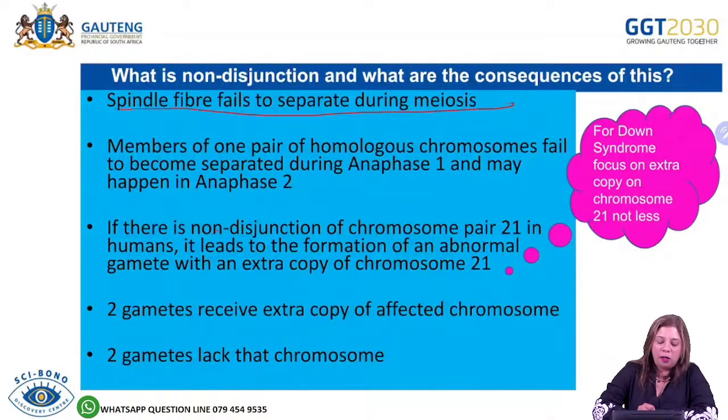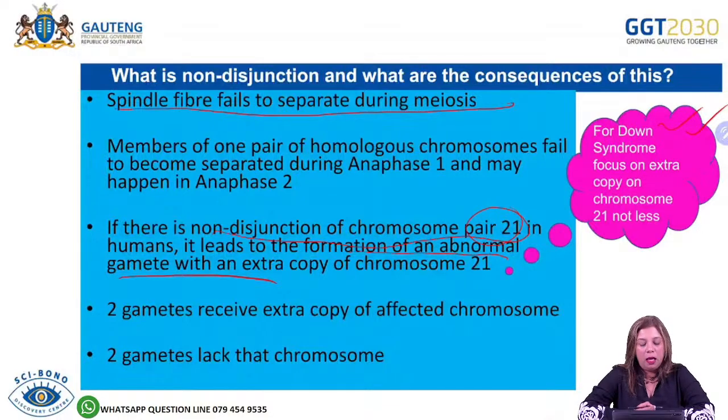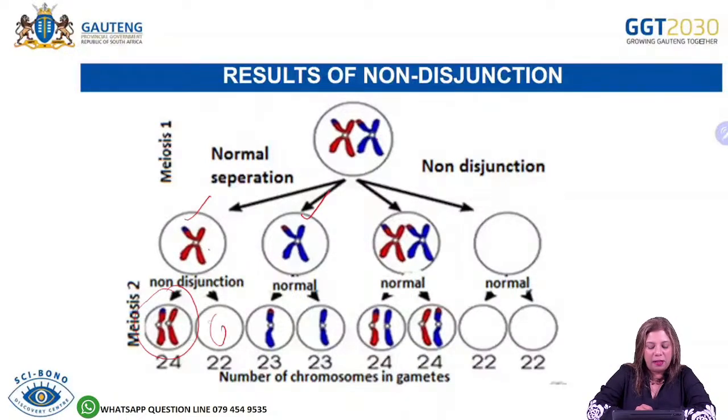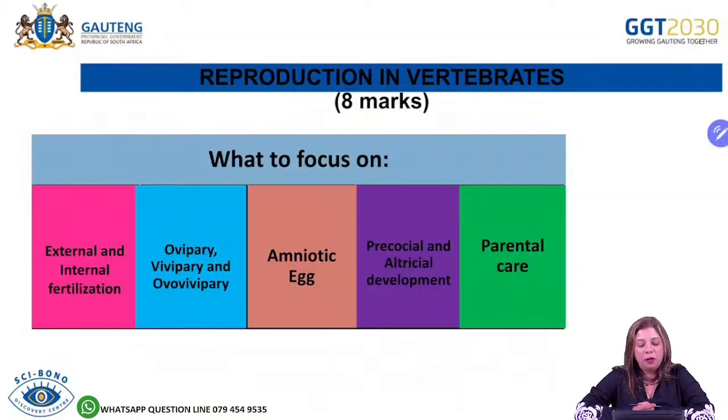So if there is non-disjunction in chromosome pair number 21 in humans, it leads to the formation of an abnormal gamete, and we know this as Down syndrome. If we move on, there's the results of non-disjunction, where you have normal separation and each chromosome goes into a gamete, but here where they fail to separate, both go into one gamete, and this gamete is left without a chromosome. So that is basically the results of non-disjunction.